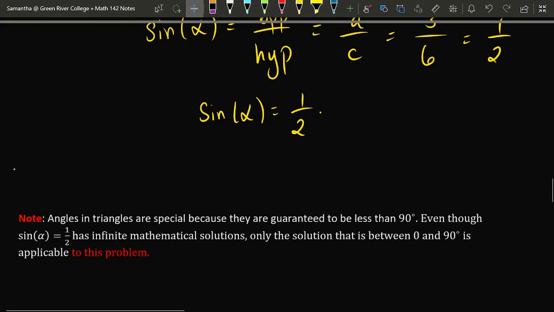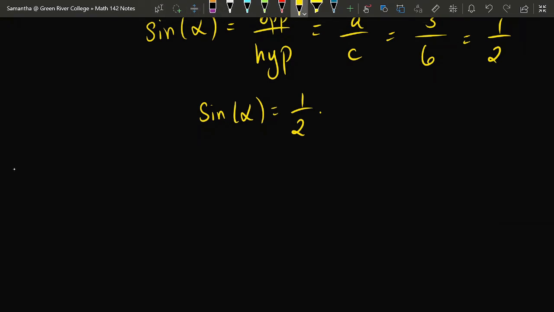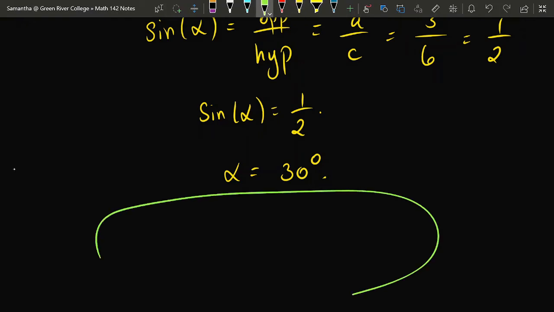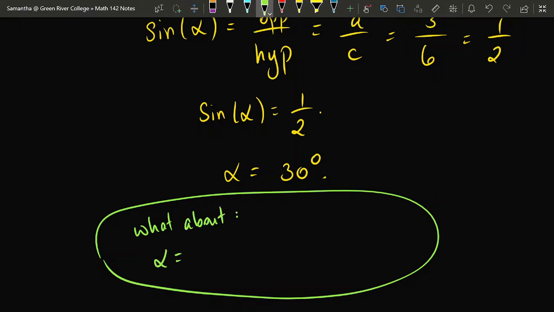Now, this angle actually shows up on our reference image for the unit circle. The angle at which this is achieved is 30 degrees. Now, some of you may be thinking, yes, alpha equals 30 degrees is one angle that causes sine to output this value. But what about all the other angles? For example, alpha equals 150 degrees, or 30 plus any full rotation.